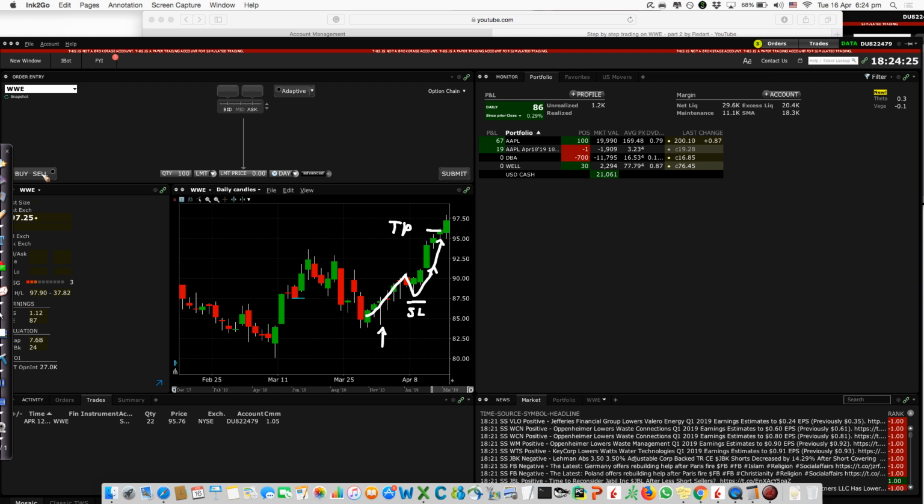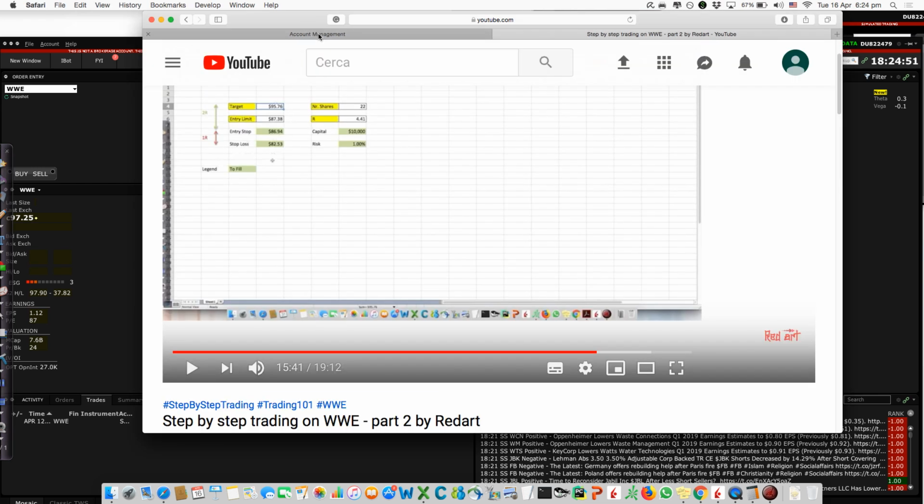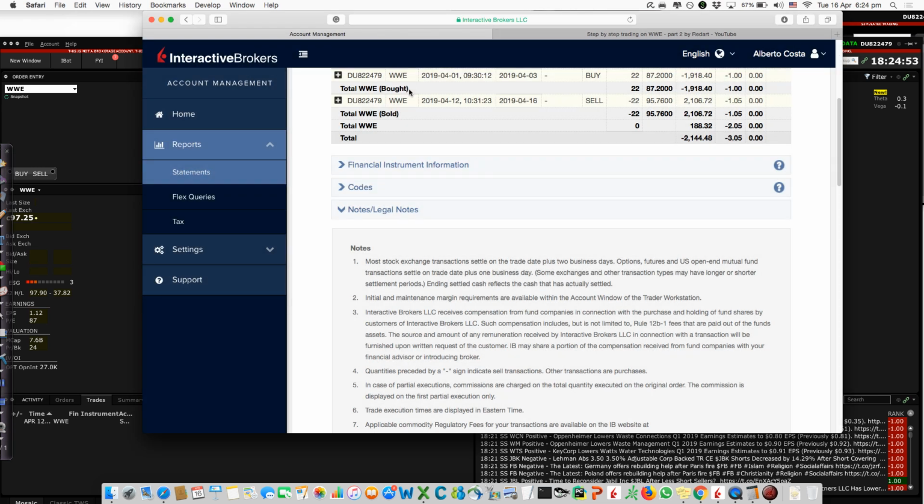Now, let's have a look at the account management of Interactive Brokers. That is the broker we used last time to take the trade. But you can see already from here that on 12th of April, that is this day, our 22 shares were sold at 95.76. That is our target. So if we go to the account management here, you will see the details of the trade here.